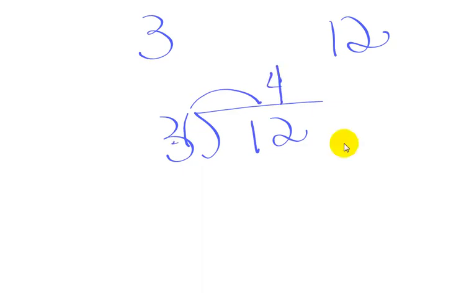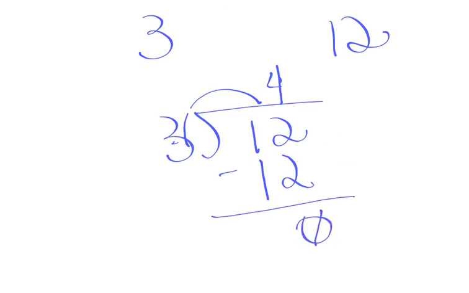And 4 times 3 is 12. And when you subtract them from each other, we get a remainder of 0. If there was anything other than 0 here, that means that 3 wouldn't have gone evenly. See, remainder of 0, 3 was a factor. Let's see, let's pick something 3 doesn't go into. How about 11?